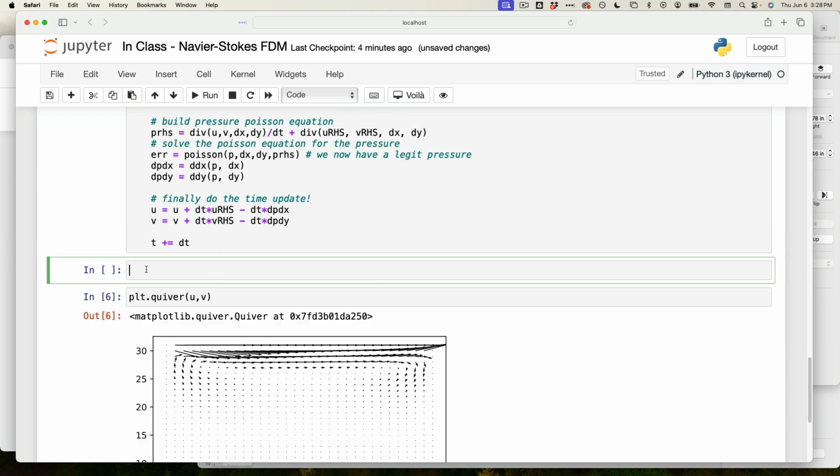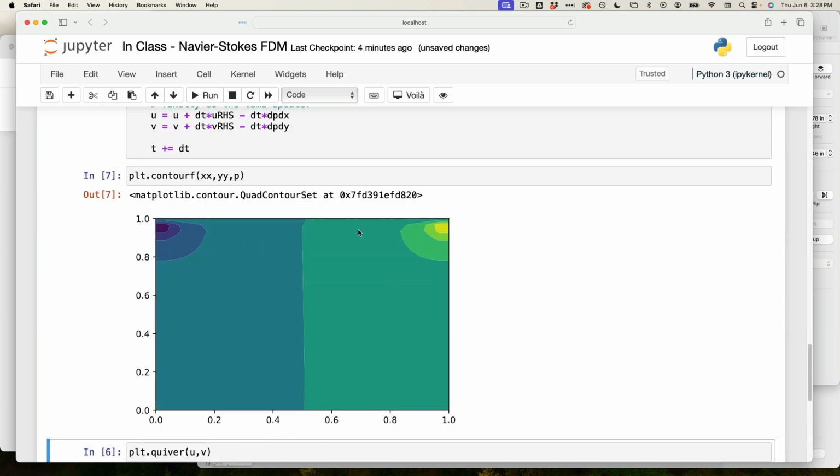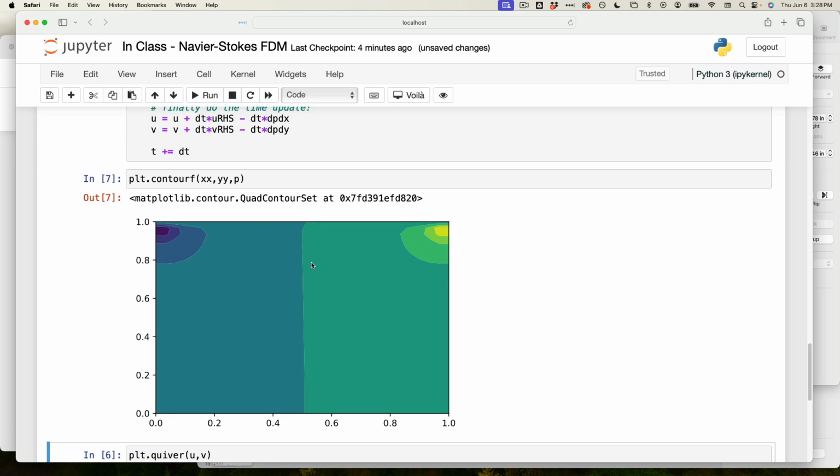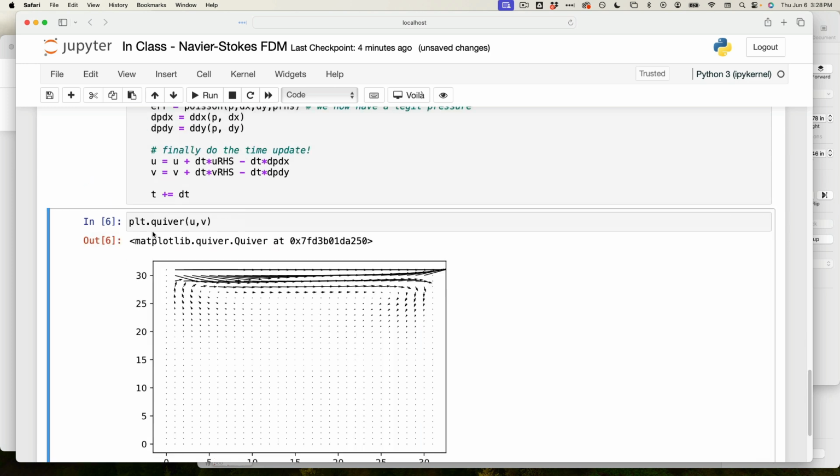Okay, so now if you plot the pressure, plt.contour(f), we have XX, YY, and P. So now you see what's happening with the pressure over here, how it's causing the pressure difference so that it changes the flow so that it conserves, it's trying to conserve mass.